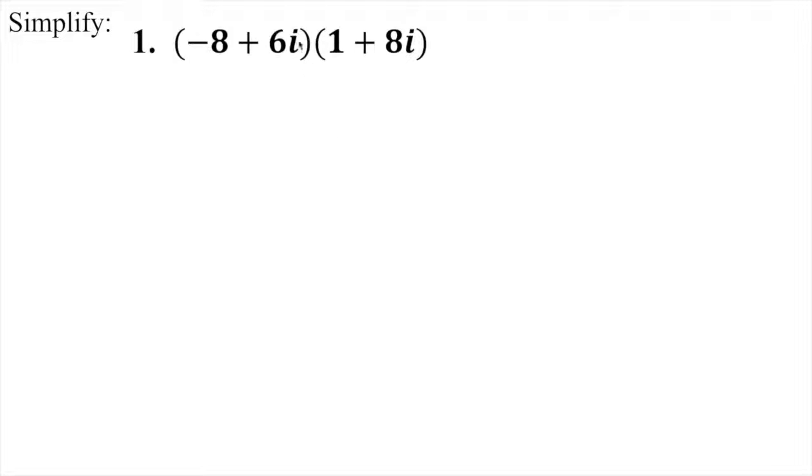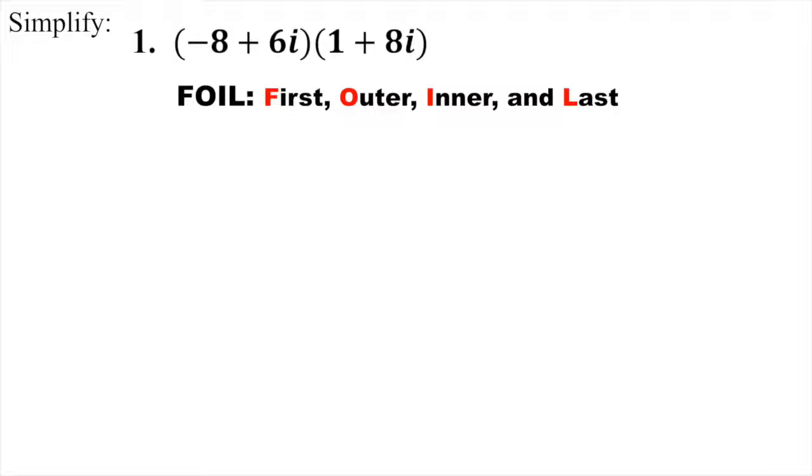Okay, so we've got this one here. If this were just an x here and an x here, we would FOIL these two. So we're going to use the same process. We're going to FOIL these. In order to FOIL it, we take our first terms and multiply those two together. So here are our first terms. Negative 8 times 1 would give me a negative 8.